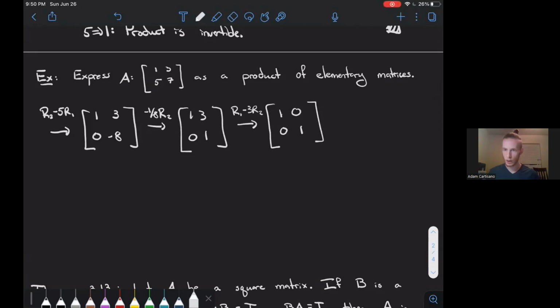Each of these row operations can be expressed as an elementary matrix, right? So the first row operation, remember we have to do these in order.